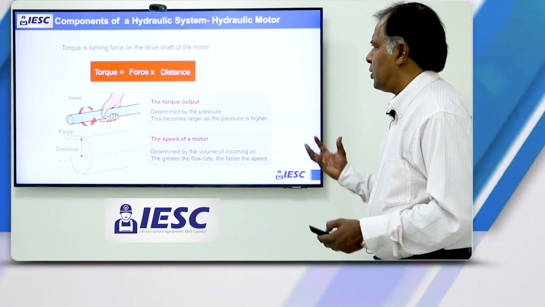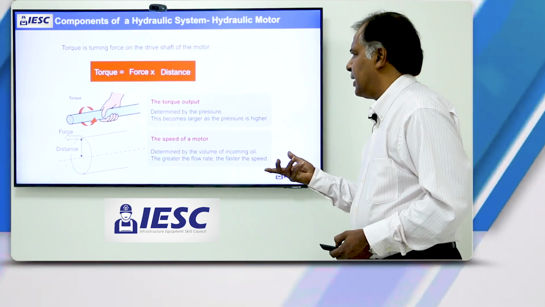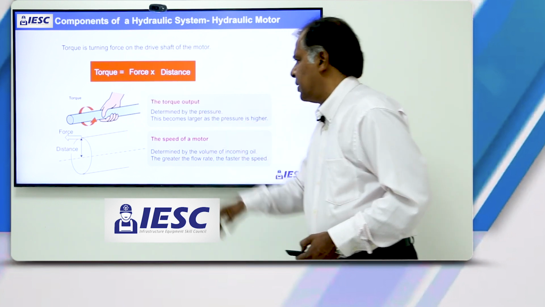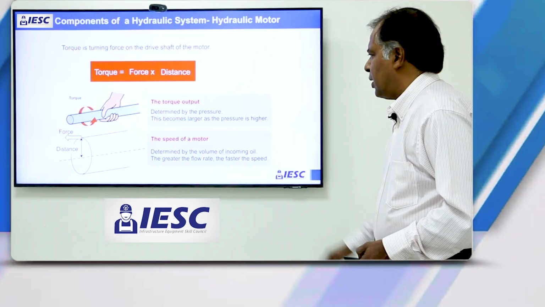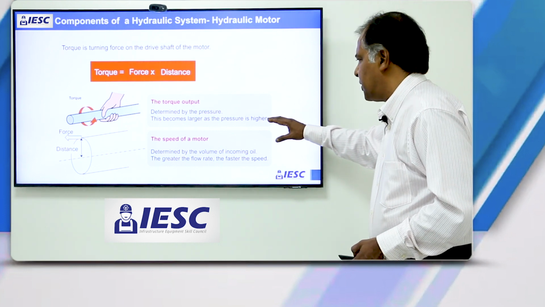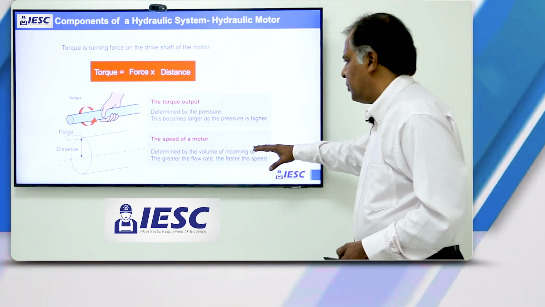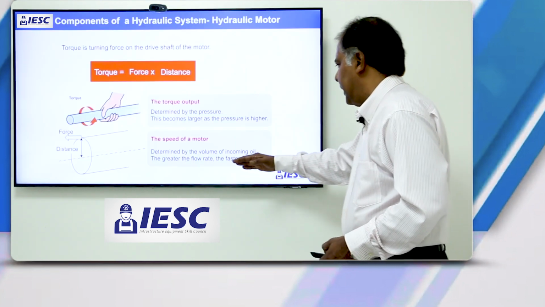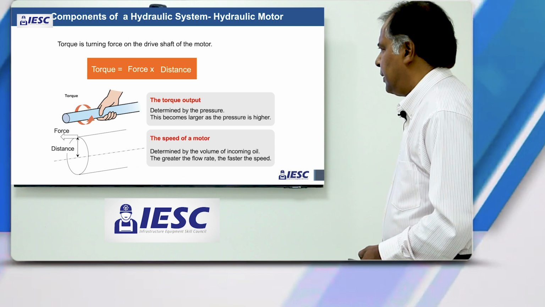Now the output of the motor is the torque that it delivers on the drive shaft, and that is a product of the force and the distance. The torque output is determined by the pressure. This becomes larger as the pressure is higher. The speed of the motor is, however, determined by the volume of incoming oil. The greater the flow rate, the faster the speed.